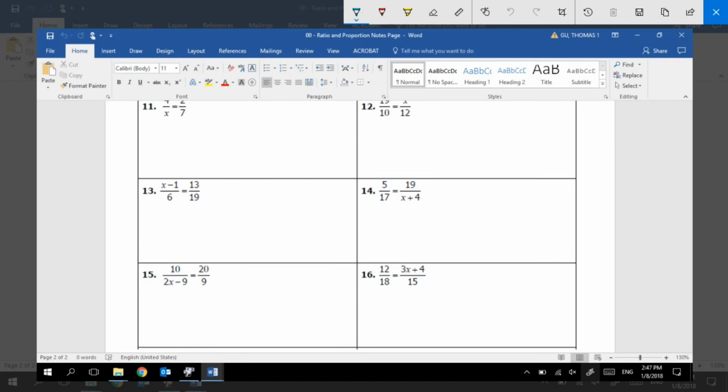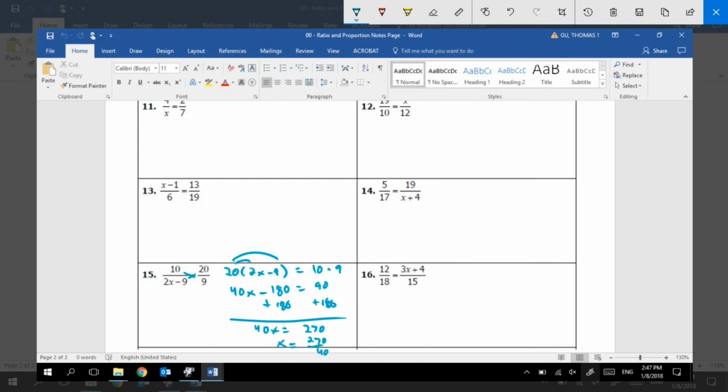So let's cross multiply. Let's use the cross product property. 20 times 2x minus 9 equals 10 times 9. So let's distribute. That's 40x minus 180 equals 90. Next, we're going to add 180 to both sides. 40x equals 270. Then finally, we're going to divide by 40 on both sides. And that's going to give me x equals 270 over 40.